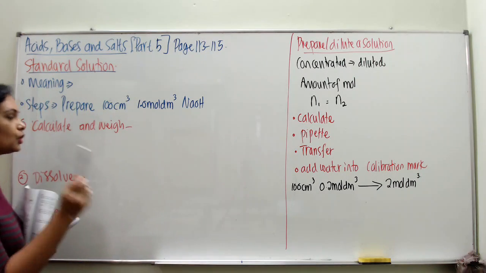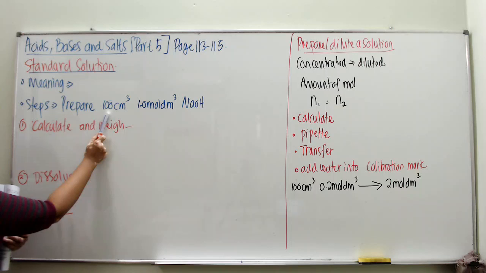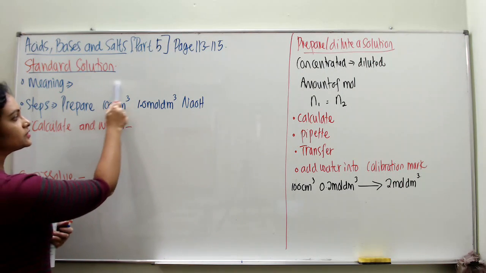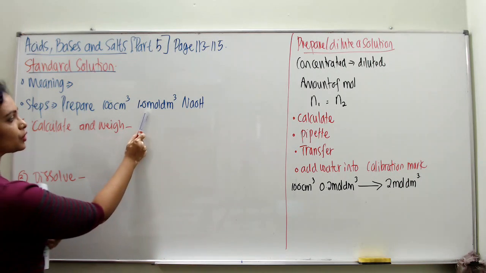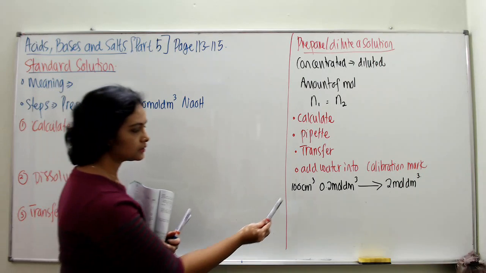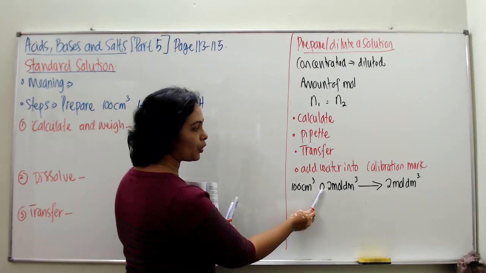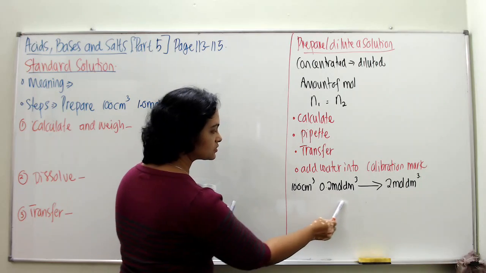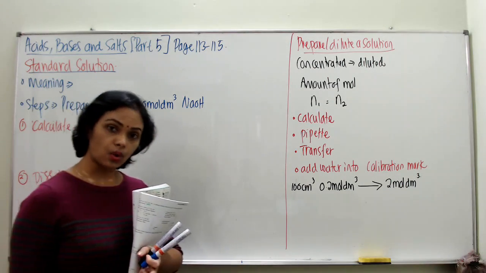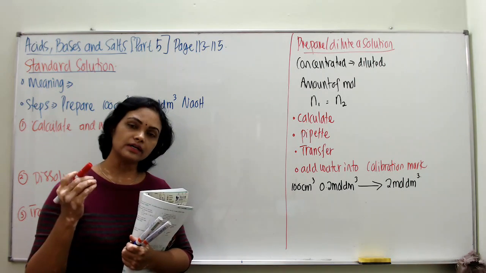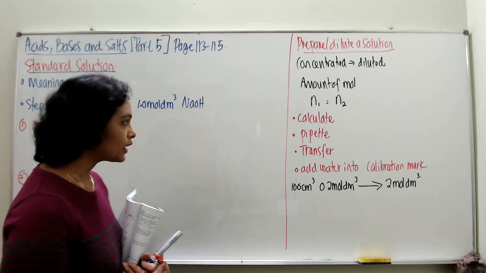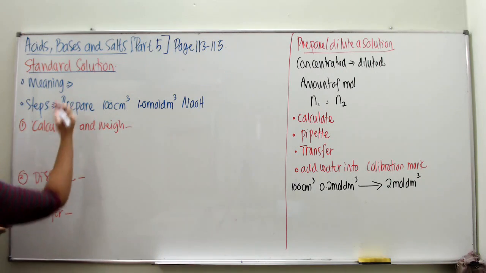For instance, when I say 100 cm cube 1.0 mole per dm cube, this is a standard solution. Why? Because the concentration is accurately known. If you look at here, 100 cm cube 0.2 mole, this is a standard solution. This is an example where in fact the volume is also known and the concentration is also accurately known.